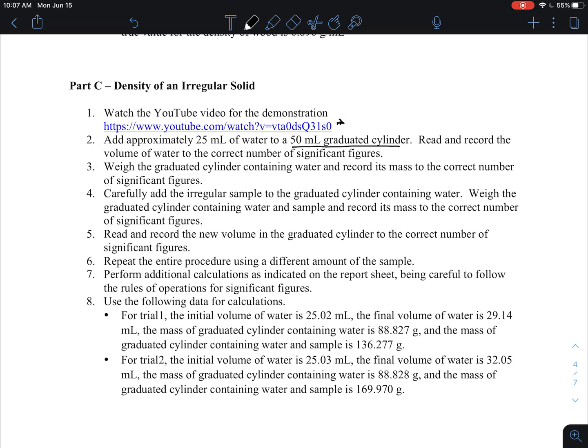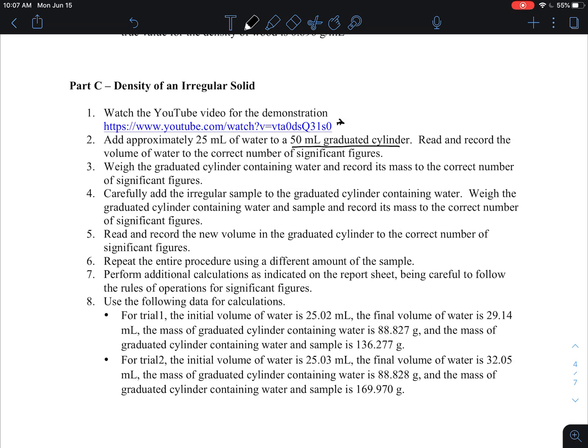So you add around 25 milliliters of water to a 50 milliliter graduated cylinder. You read and record again the volume to the correct number of significant figures. You weigh the graduated cylinder containing the water in it and record its mass. Then what you do is you carefully add the irregular sample into the graduated cylinder. What's going to happen to the volume? It will rise. Before you record the volume, you're going to weigh the graduated cylinder that contains the water and sample and record its mass to the correct number of significant figures.